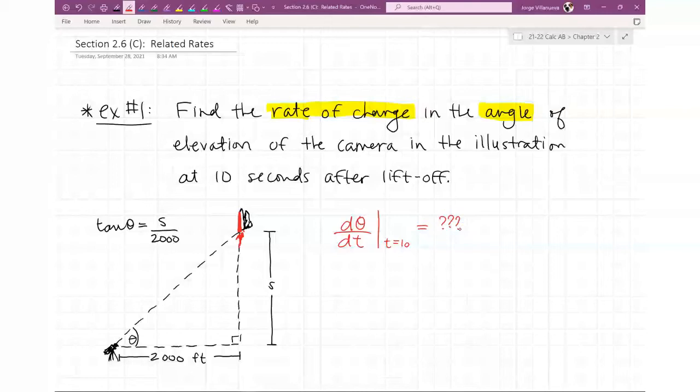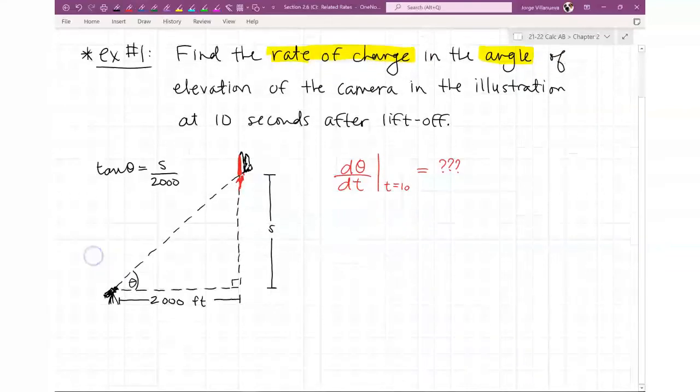Now they gave us a little formula to use. It's just a definition of the picture that they gave us. They said, look, you have an opposite side and you have an adjacent side in your picture, and you have an angle of theta that you're looking at. So that looks like tangent, right? So tangent theta must be equal to S over 2,000. So I'm going to use that formula that they gave me, tangent of theta is equal to S over 2,000.